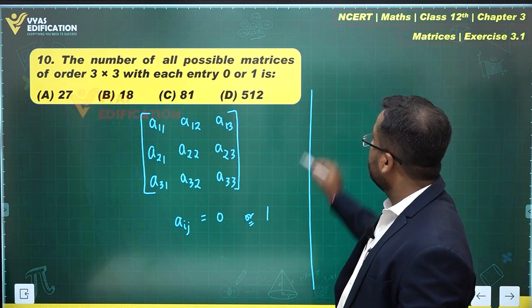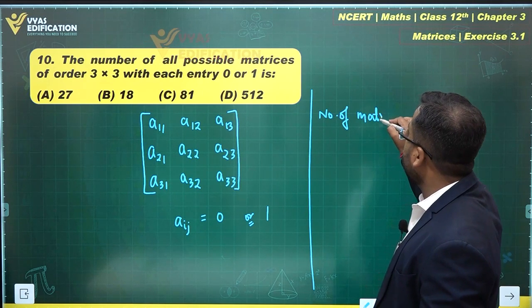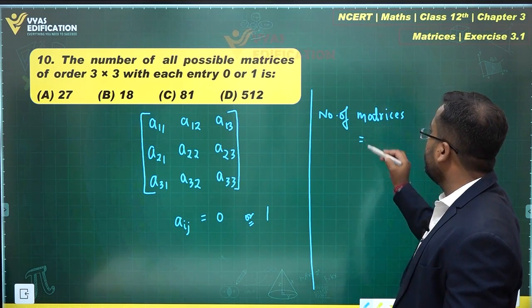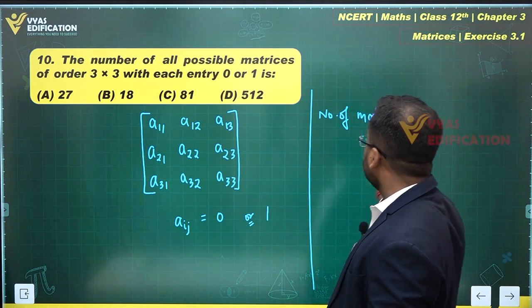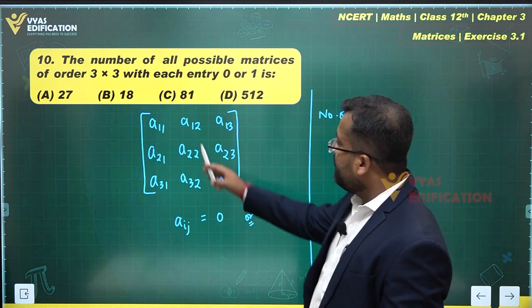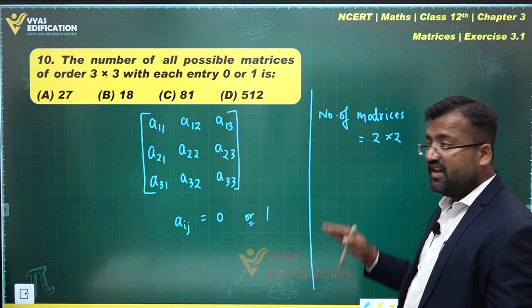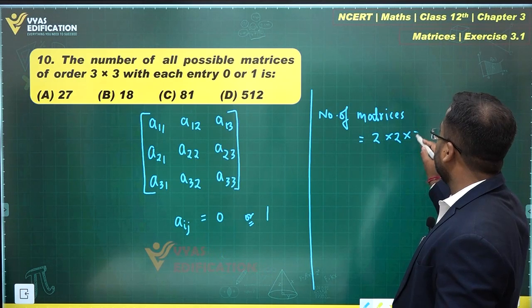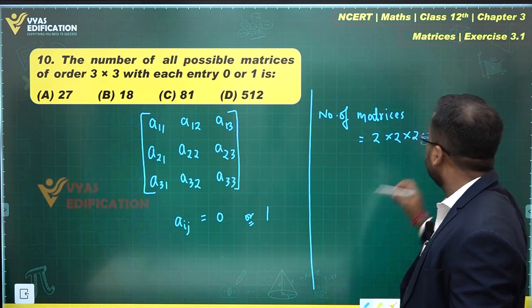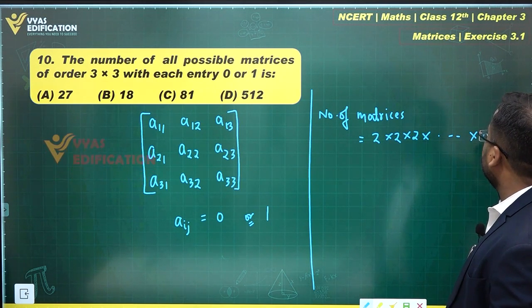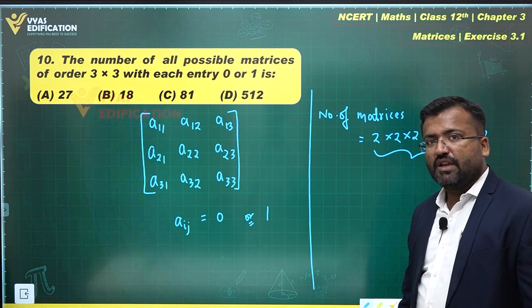So number of matrices, what I'll be getting is, we'll apply some concepts studied in permutation combination. That is, this particular value can be either 0 or 1. There are two possible choices for this. A12 once again can be 0 or 1. There are two possible choices for this. This and this and this. And similarly for A21, A22, A23, and so on. What do you get? 2, 2, 2, 2, 2. 2 times 2 times 2 times 2 times 2.